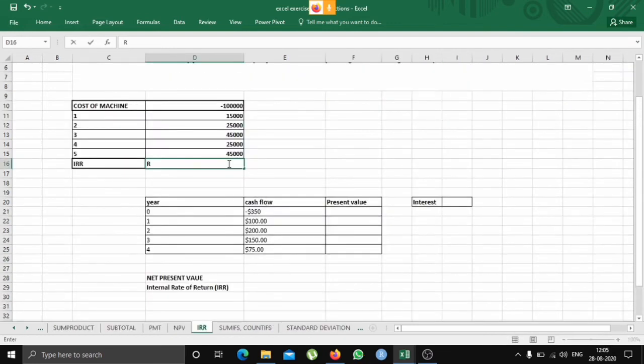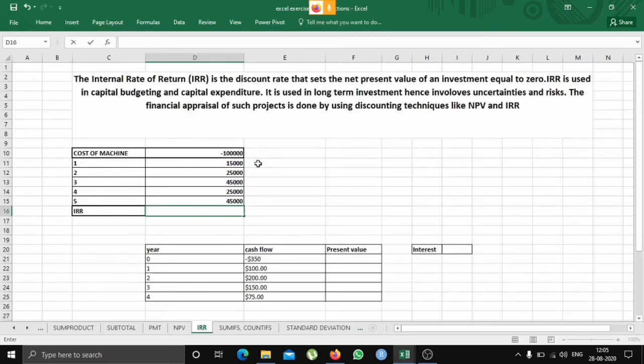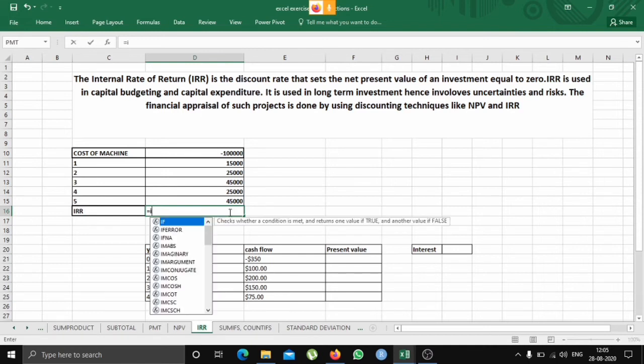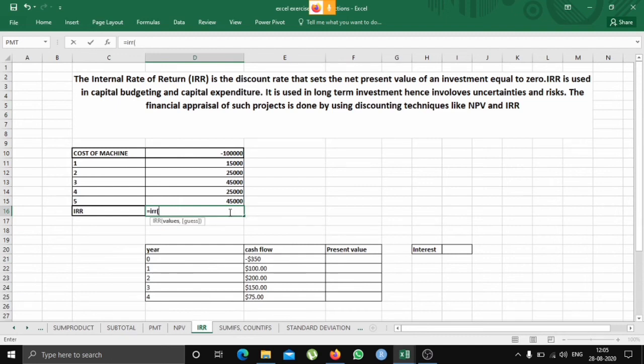Now with this, let's proceed ahead. After learning about NPV and payment, we learn about IRR. IRR is nothing but the discount rate that sets the net present value of an investment equal to zero. It is specifically used in capital budgeting and capital expenditure and considered for long-term investment. As I told you, it is specifically for the students who are learning finance. So let's begin with the calculation of IRR. For IRR, you just need to have some values, which are the cash outflow and inflow. Unlike NPV, where we selected only inflows initially and then added the outflow, in IRR you need to select the whole range consisting of all the inflows and outflows. Select the range and press enter.